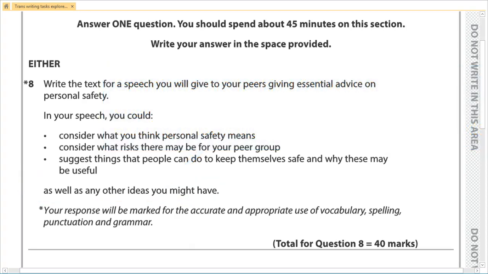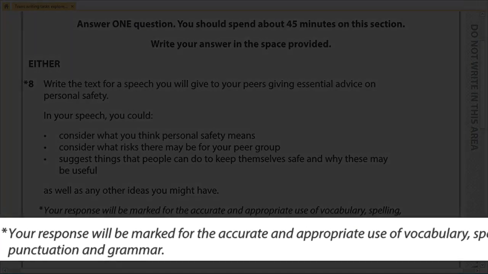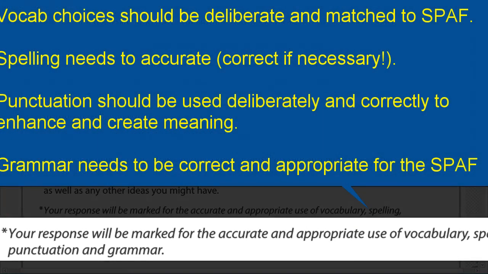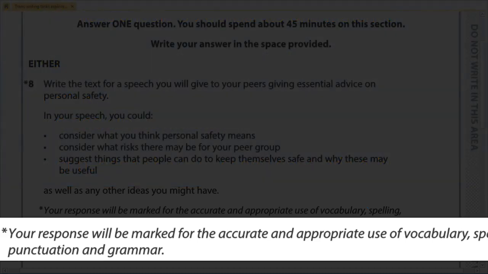The other important thing to note here is that your response will be marked for the accurate and appropriate use of vocabulary, by which they mean vocabulary that is suited to your audience, that is appropriate for the subject matter, so they're looking for specialist, subject specialist vocabulary, and they're looking for vocabulary that is sophisticated. They want to see your command of the English language. It's also being marked for spelling, punctuation and grammar.